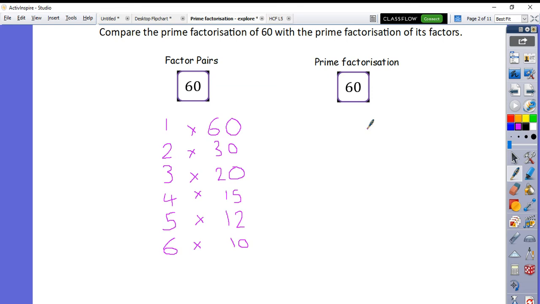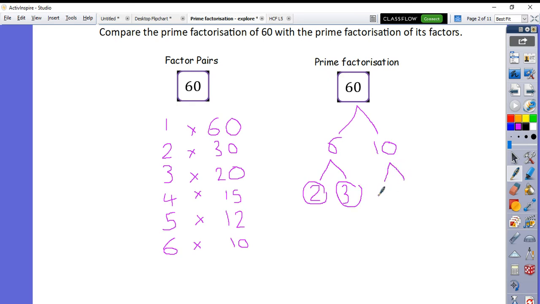Okay, so then let's have a look at our prime factorisation. So we could split this, so let's do 6 and 10. Because remember, it didn't matter where we started. Well, 6 is not a prime number, so I can definitely split that one further. So I now have 2 and 3. Now 2 is a prime number, so I'm going to circle that one. 3 is also a prime number, so I'm going to circle that one.